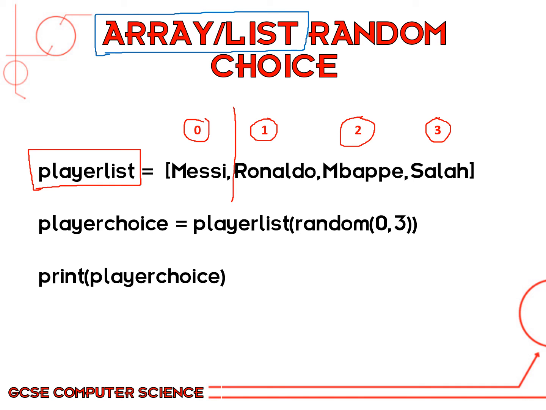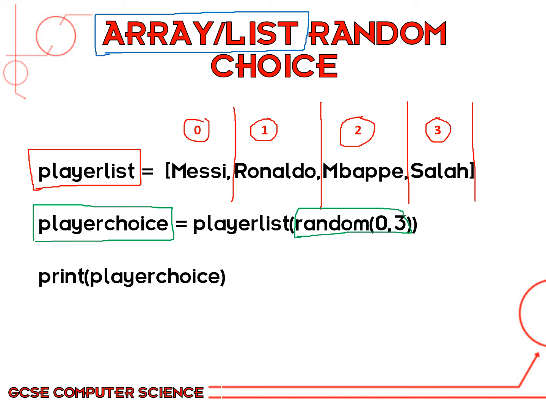So Messi is stored in 0, Ronaldo is stored in 1, Mbappe is stored in 2, and Salah is stored in 3. These are the locations that the computer sees for the different items in the list. So then I'm creating a variable, and my variable is called player choice. Now I have used accessing the player list, but I've used my random function here. So exactly like we've used many times before, we're setting our low value and our high value. Now that is based on the start of the list and the end of the list, so 0 and 3.